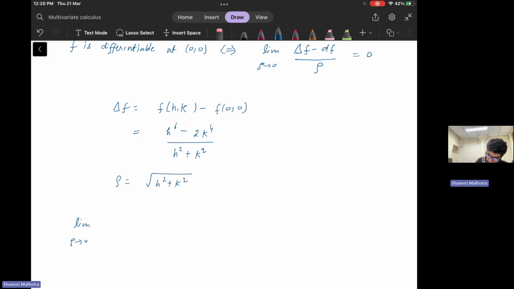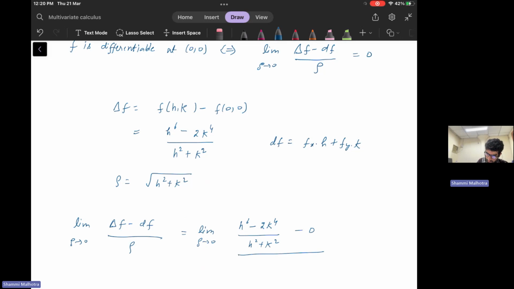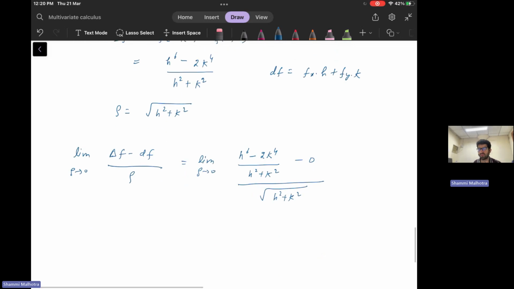And df is also, what is my df? It is fx times h plus fy times k, but both fx and fy are 0, so this will be just 0 only. So this is equal to the limit as rho tends to 0 of h^6 minus 2 k^4 (h squared plus k squared) minus 0, the whole divided by the square root of h squared plus k squared. So we have terms like h squared plus k squared.